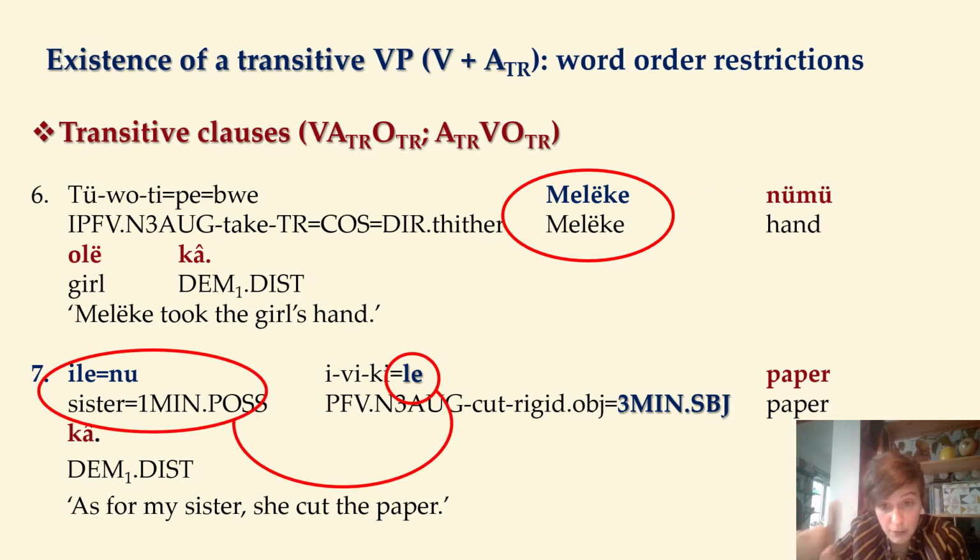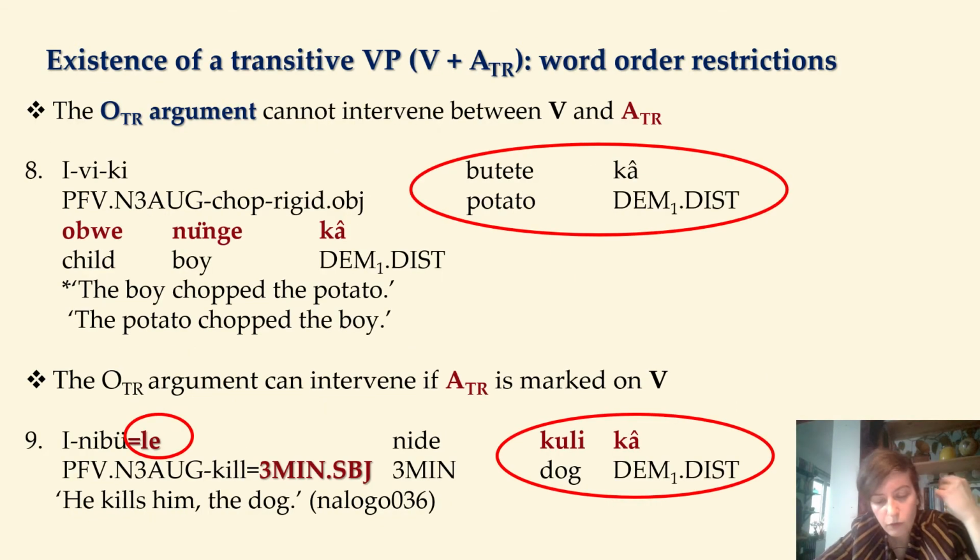But the agent in post-verbal position can be dislocated in pre-verbal position, as in 7, where we have, as for my sister, she cut the paper. When this happens, the agent needs to be cross-referenced on the verb by an enclitic, and in the case of 7, it's the enclitic le, the third minimal subject. So in a way, in terms of person marking pattern, we can say that the agent forms a unit with the verb.